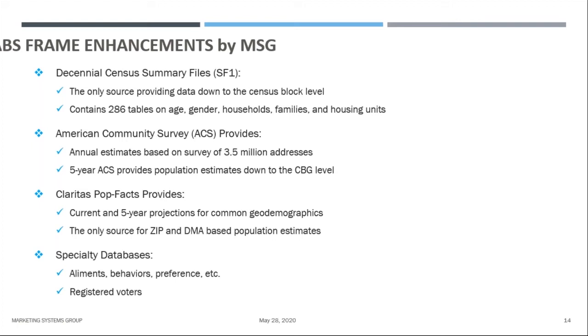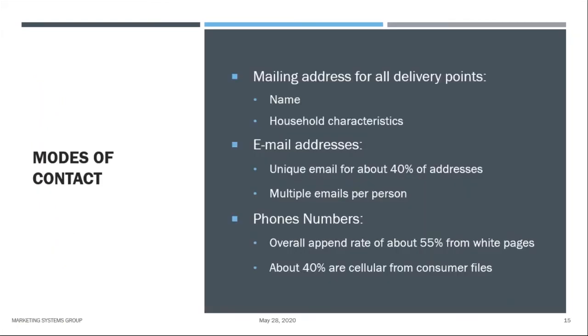And of course, as Ashley mentioned, we tap into several specialty databases to retrieve very nuanced information about households, such as particular ailments you're interested in, if you want to target households with individuals suffering from various ailments, different behavioral indicators, preference indicators, as well as registered voter information that is often used for political polls.